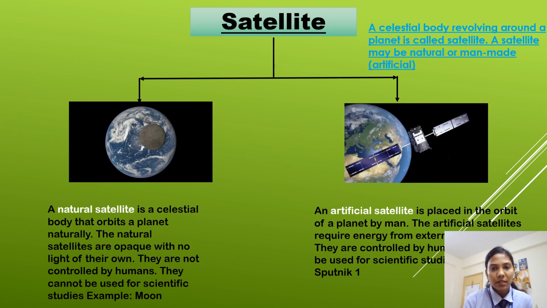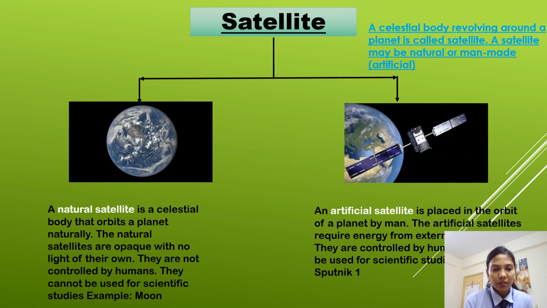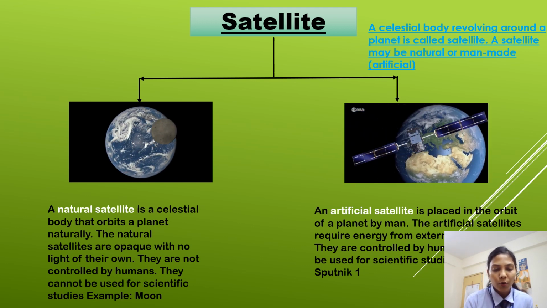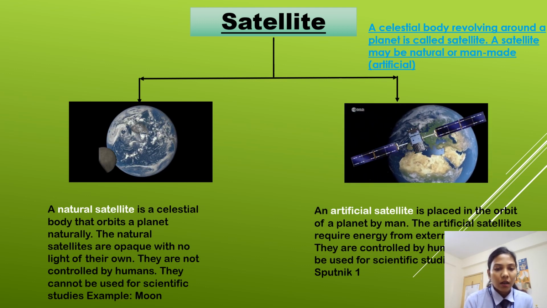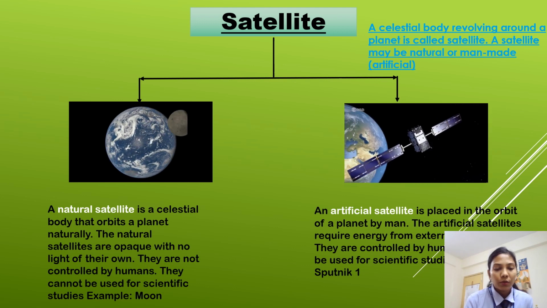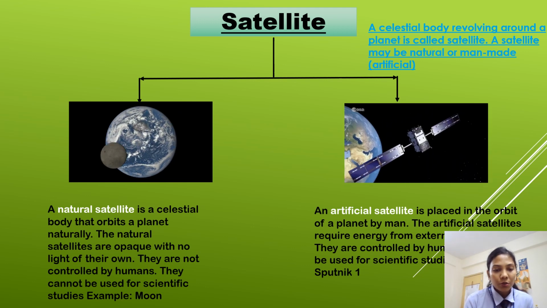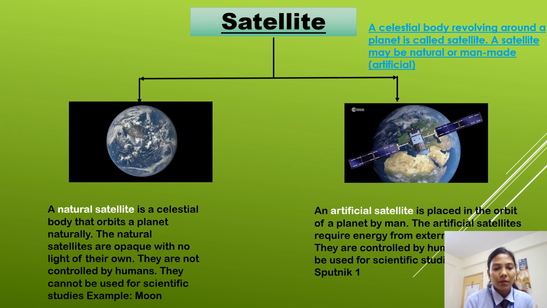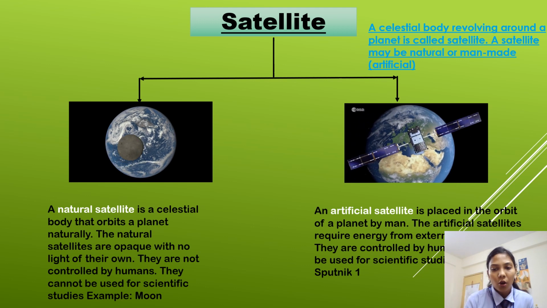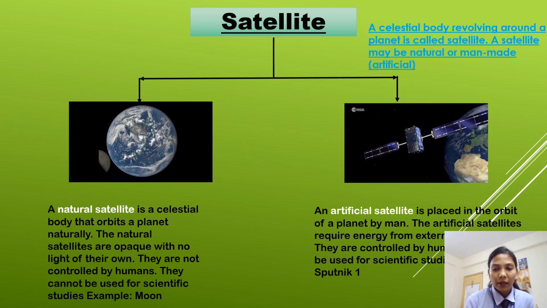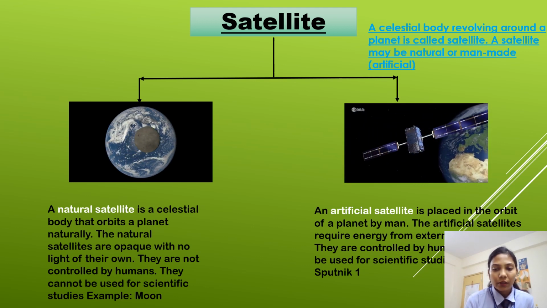In the next slide, we understand what satellites are. There are two types of satellites: natural satellites and artificial satellites. A natural satellite is a celestial body which moves around a planet naturally. Natural satellites do not have their own light, they are not controlled by humans, and they cannot be used for scientific study. For example, the Moon. An artificial satellite is placed in the orbit of a planet by humans, and it requires energy for moving around the planet.